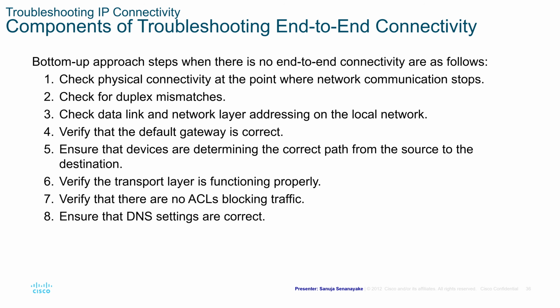Next, we're going to check for duplex mismatches. Next, check data link and network layer addressing on the local network. Verify that the default gateway is correct. Ensure that devices are determining the correct path from the source to the destination. Verify the transport layer is functioning properly. Verify that there are no ACLs blocking the traffic, and then ensure that the DNS settings are correct. So that is the best bottom-up approach to take when there is no end-to-end connectivity.